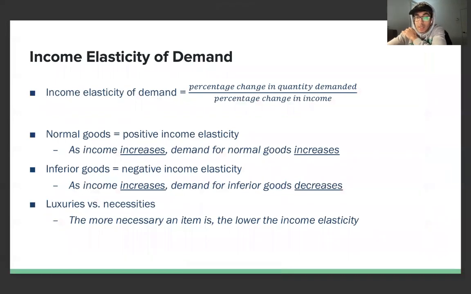Okay, now let's quickly talk about income elasticity of demand. When we were talking about price elasticity of demand, we were trying to see how sensitive demand is to changes in prices. Here we're trying to see how sensitive demand is to changes in income.